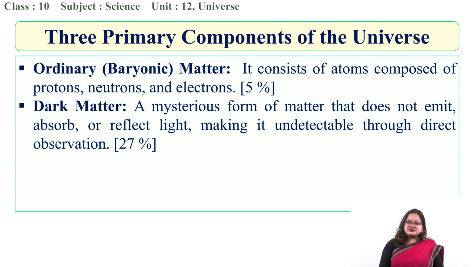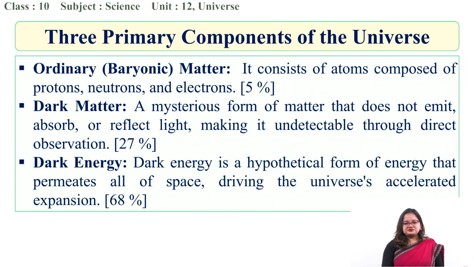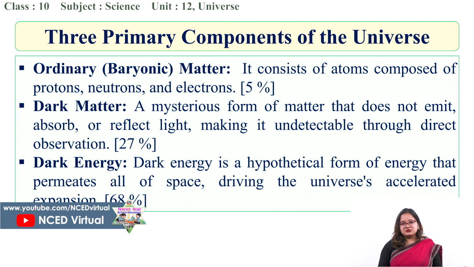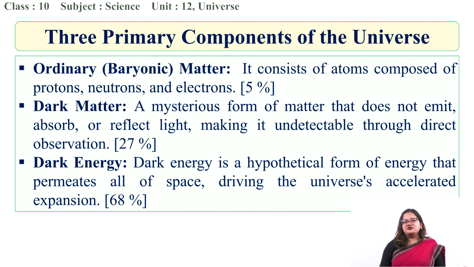And you can see 5% among the three primary components of the universe. One is ordinary, which is the observable part of the universe, which is just 5%. Another is dark matter, which is 27%. So the third one is possibly the most occupying component, which is known as dark energy. It is the hypothetical form of energy.